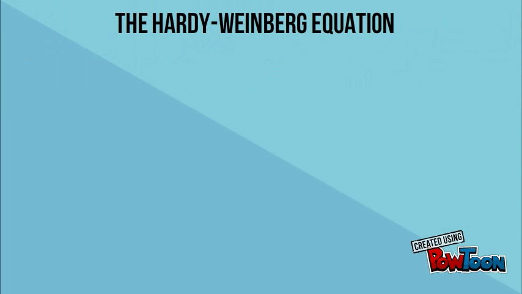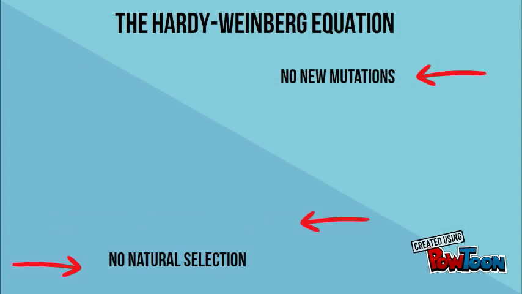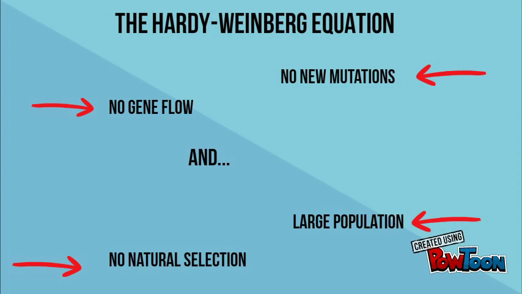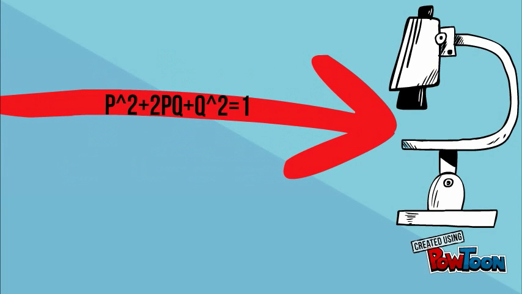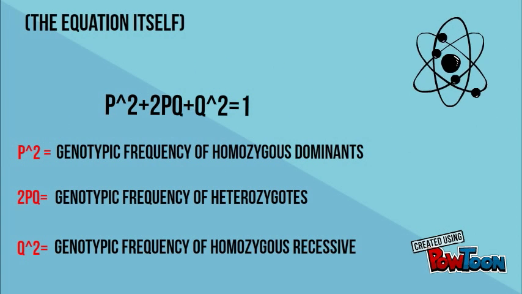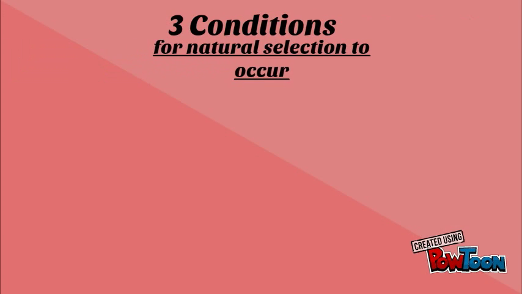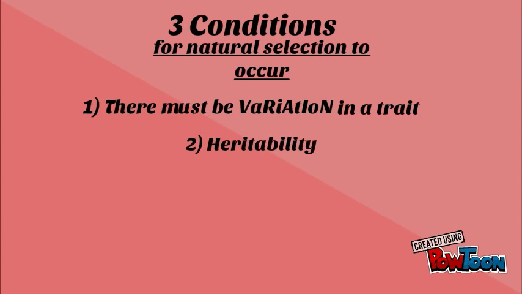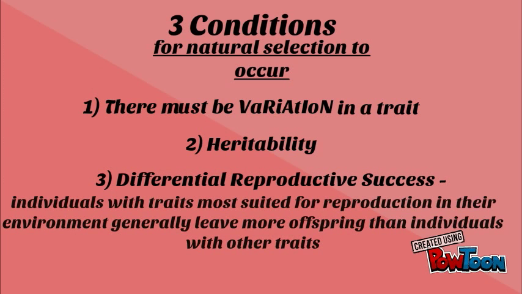The Hardy-Weinberg equation shows the relationship between allele frequencies and genotype frequencies, but only if 5 conditions are met. Before natural selection can occur, 3 conditions must be met: variation within a trait, heritability, and differential reproductive success.